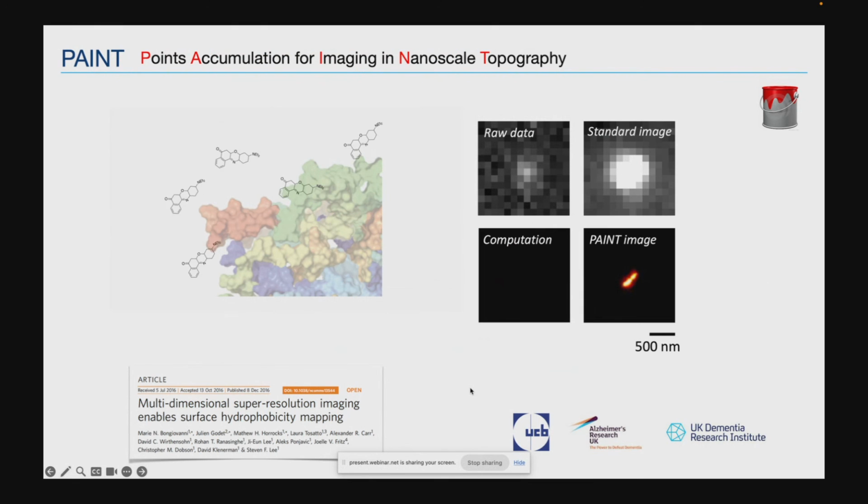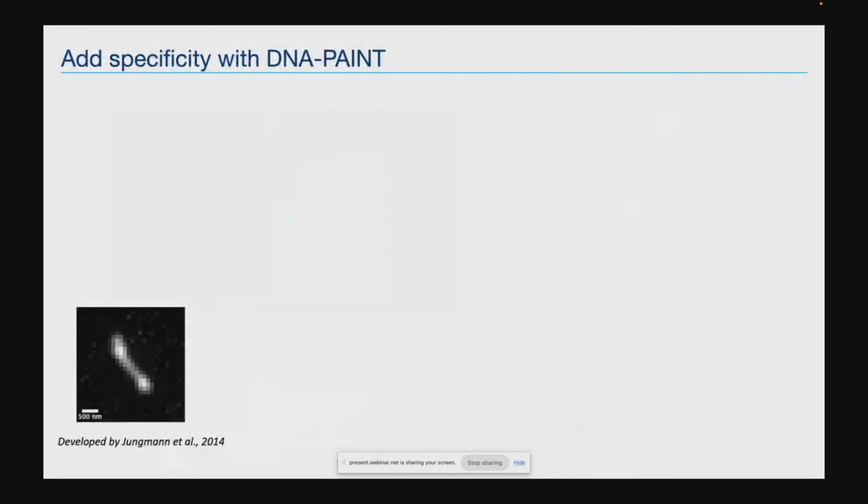Now, once again, Nile red isn't specific. So it's like ThT, it could bind to any different protein. It could actually bind to any hydrophobic surface. So if we wanted to image protein aggregates in a cell, for example, we wouldn't be able to do that because the cell would bind to Nile red as well as the protein aggregates binding to Nile red. So we want to increase the specificity. And one way of doing this is with DNA-PAINT.